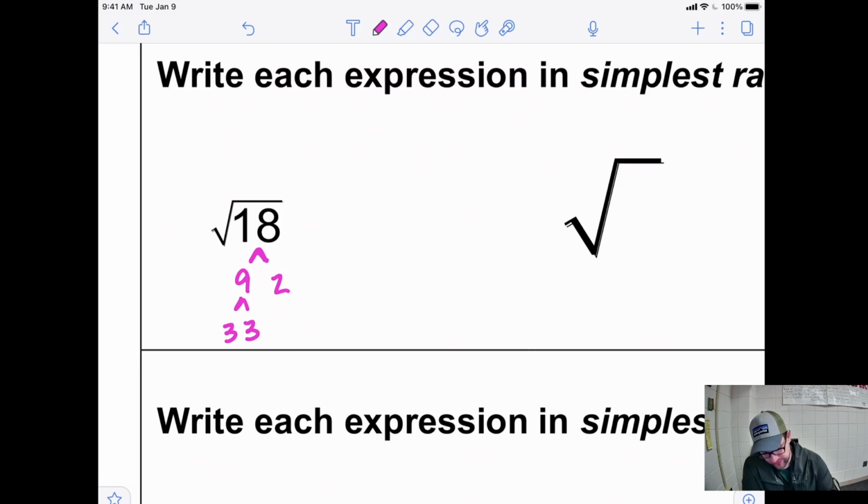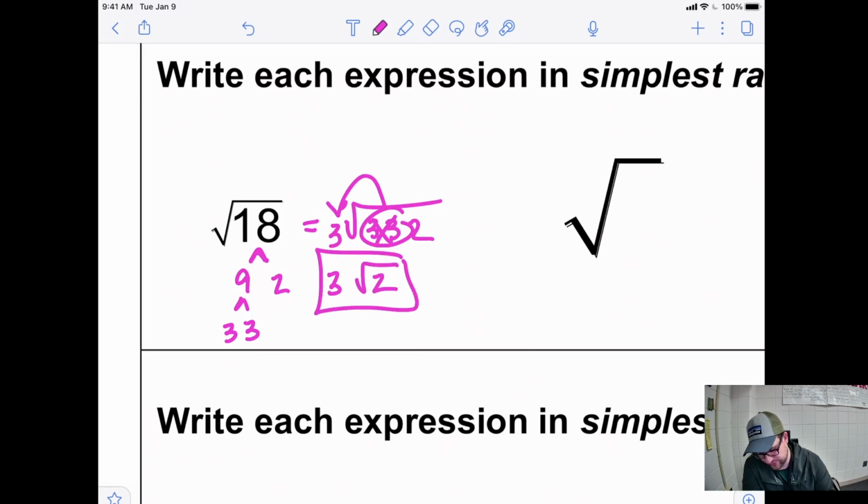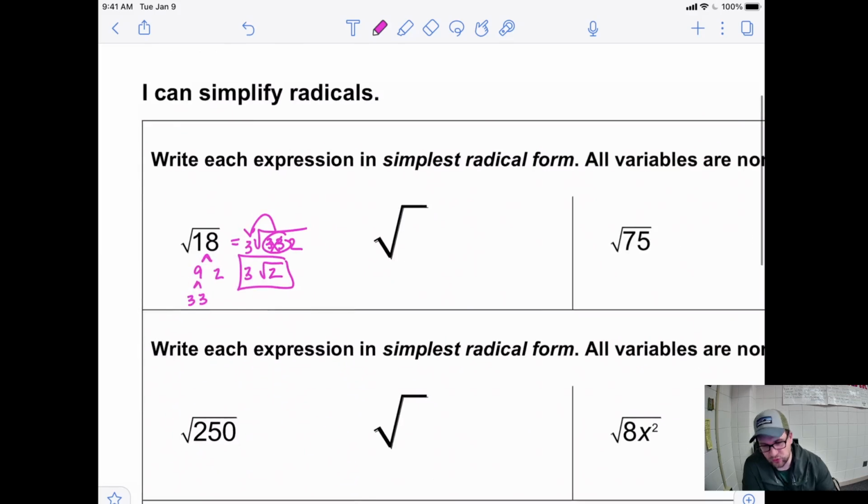So I can rewrite the square root of 18 as 3, 3, 2. Remember, two of the same, pull one out, cross it out. 3 square roots of 2 is what we would have left. So in Schoology, when you take this test, there's going to be a blank and a blank. You're going to put a 3 here, you're going to put a 2 there, and you're going to move on with life. Very nice job, kids.